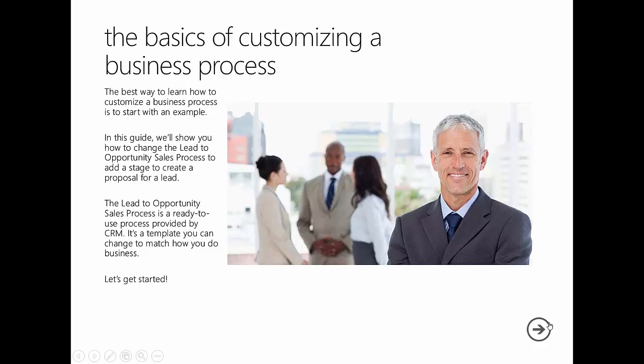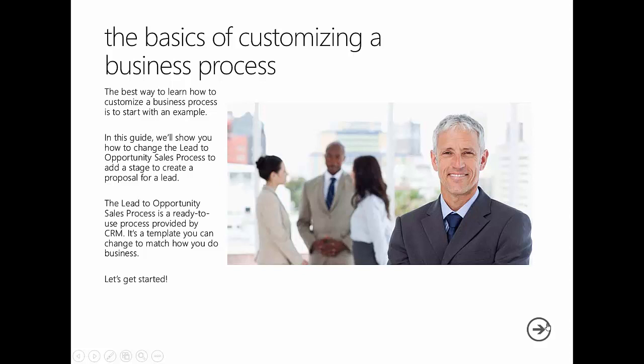The basics of customizing a business process. The best way to learn how to customize a business process is to start with an example. So in this guide, we'll show you how to change the lead to opportunity sales process to add a stage to create a proposal for a lead. The lead to opportunity sales process is a ready-to-use process provided by CRM. It's a template that you can change to match how you do business or to create new ones from.